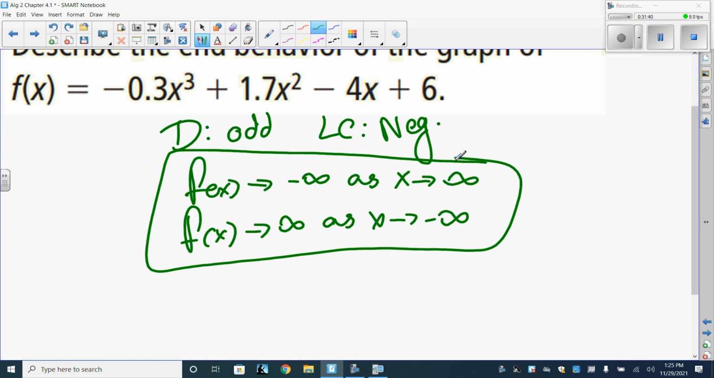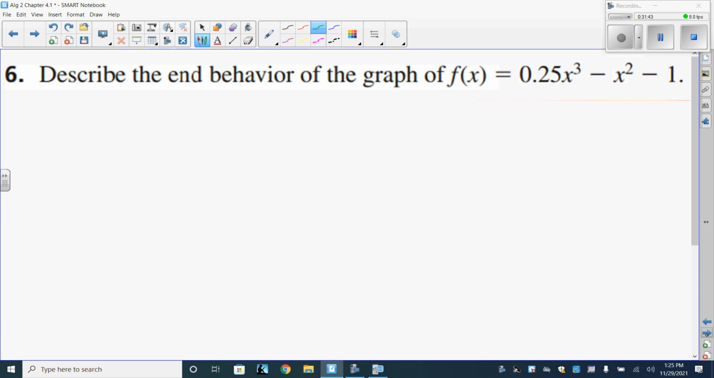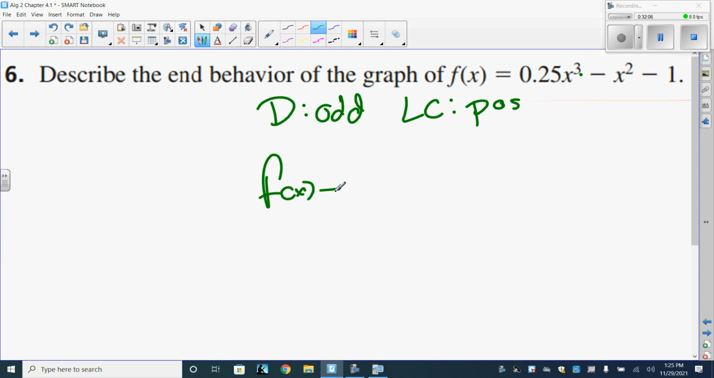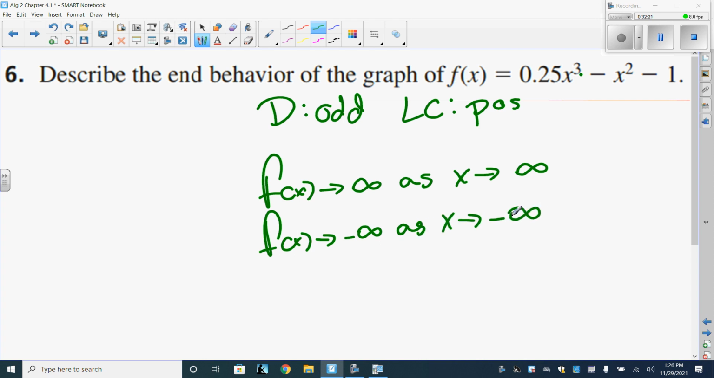Questions on this here? Let's look at the last one. So the degree for this is 3, which would be odd, and the leading coefficient is 0.25, which would be positive. So odd and positive would tell me that f of x approaches infinity as x approaches infinity, and f of x approaches negative infinity as x approaches negative infinity.